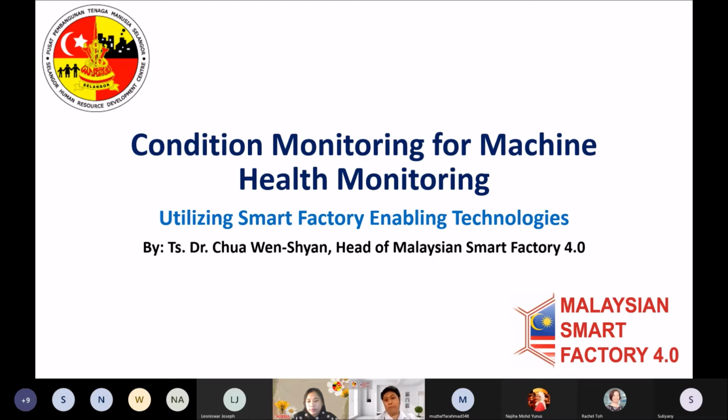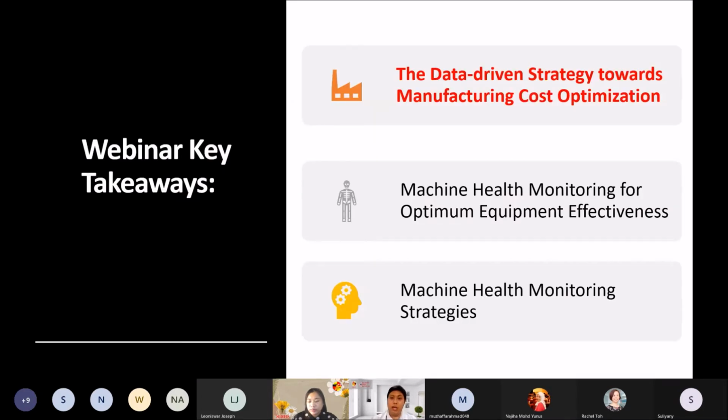So today we're going to talk a bit more about condition monitoring and how it is used to monitor machine health. As we all know, machine health monitoring is a very important aspect of smart factory technologies. So now we are moving towards how we utilize smart factory enabling technologies to do machine health monitoring. A few areas that we'll cover today: one would be the data-driven strategies towards manufacturing and how it relates to cost optimization. Why is it important? And then we talk about machine health monitoring and how it is used to optimize equipment effectiveness, and what machine health monitoring strategies there are to support these kinds of applications.